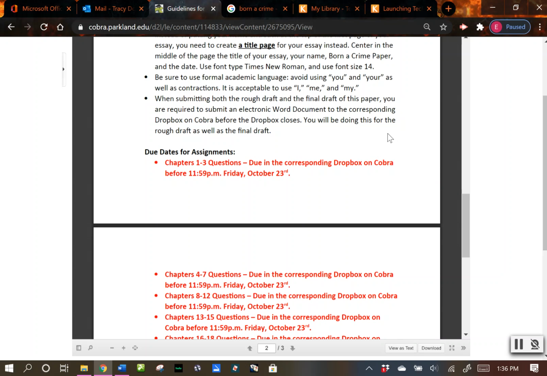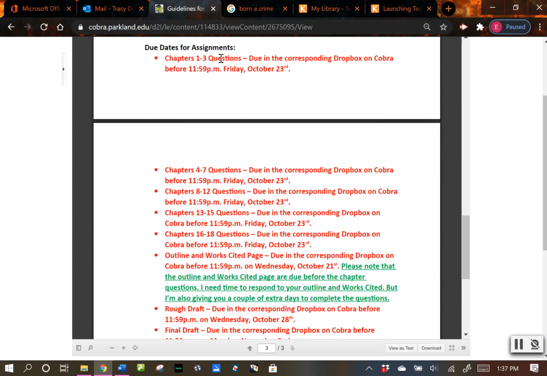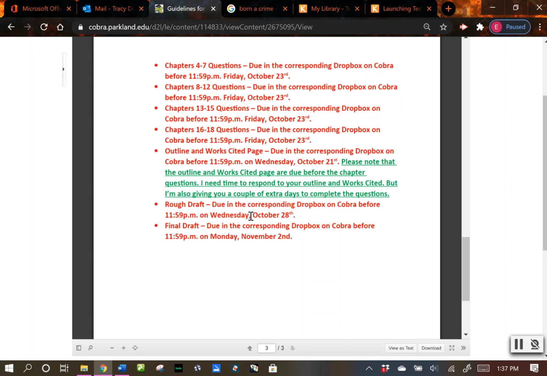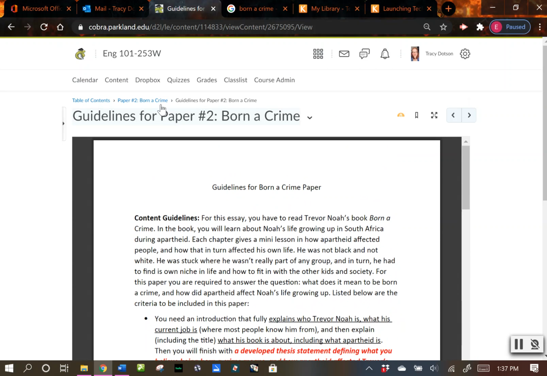And then you're going to submit the rough draft and the final draft to the corresponding drop boxes. And then down below, here are the due dates with all the assignments. Here you have the questions for those chapters. Those are all due in the Dropbox before 11:59 Friday, October 23rd. But please remember, in the green, the outline and the works cited page are due before the questions, Wednesday, October 21st. Your rough draft will be due the following week, Wednesday, October 28th, and then the final draft will be due Monday, November 2nd. So that is the guidelines for paper number 2.